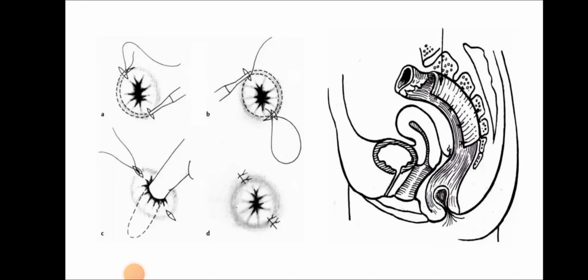So in this operation, the suture material is passed through the substance of the internal sphincter, and that will give a mechanical support as well as a chemical support by the fibrous deposits around the canal. Both mechanical support and chemical support will be provided by this technique. That is Thiersch's operation. And another procedure is the excision of prolapsed mucosa.